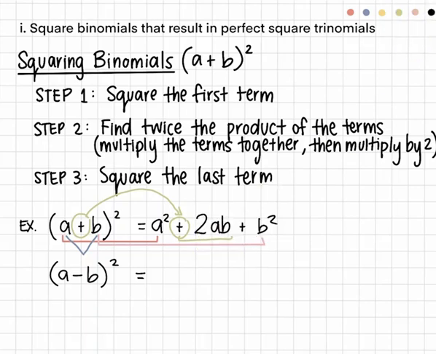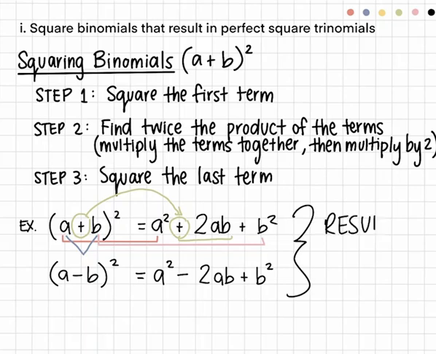So let's do this one. Let's follow the same steps. Step 1, I'm going to square the first term, so I'm going to get a squared. I check to see what's inside my brackets. I see it's a minus, so I know my middle term is going to be minus. And then I follow step 2, multiply the terms together, then multiply by 2. So I'll multiply them together, I get ab, and if I multiply by 2, I get 2ab, and then I square the last term. So the results here are perfect square trinomials.